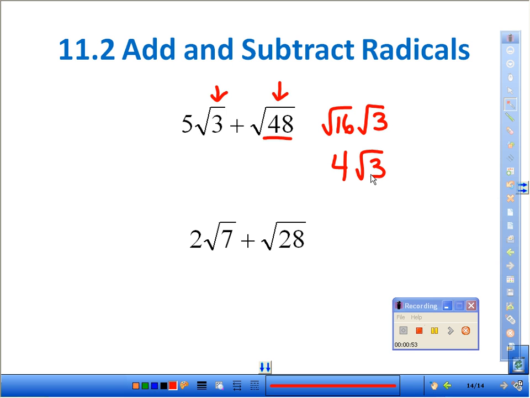The first part over here that we didn't do anything with, we need to now carry that down into this problem. 5 times the square root of 3 plus 4 times the square root of 3. Now they have the same radicand, like terms. We can add them together. 5 times the square root of 3 plus 4 times the square root of 3 gives us 9 times the square root of 3.